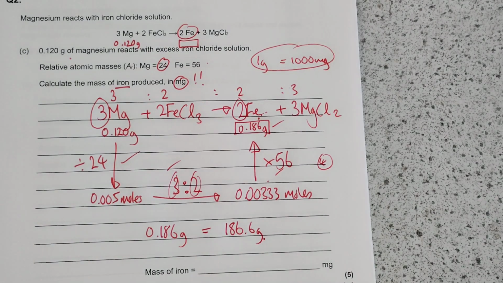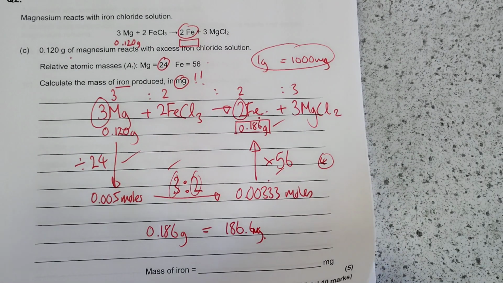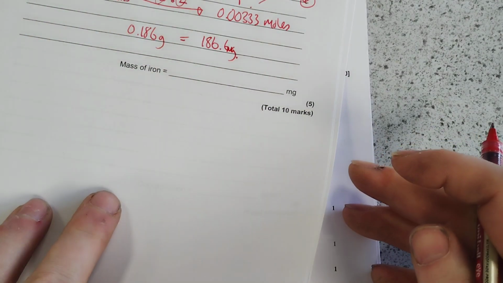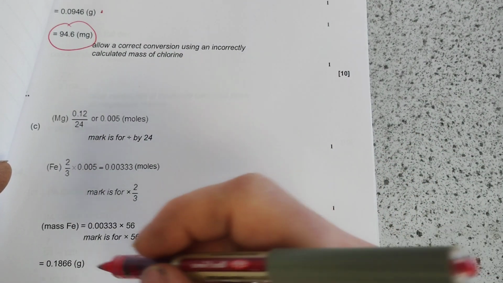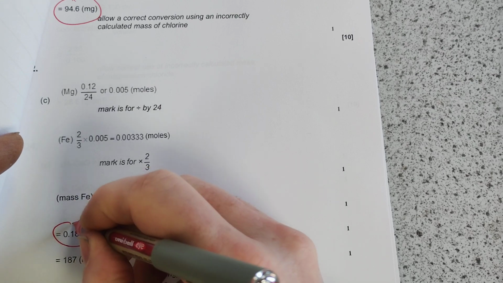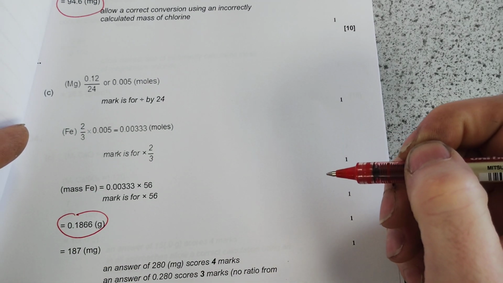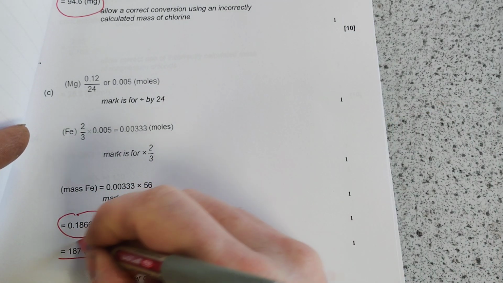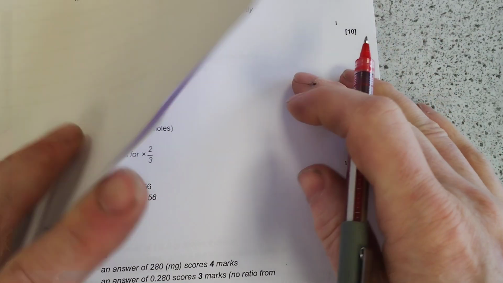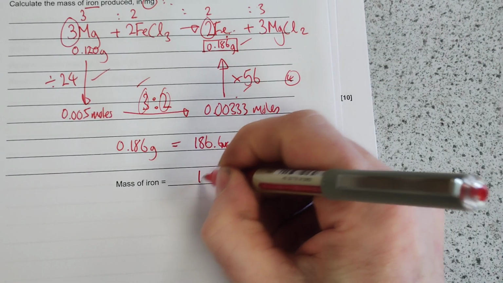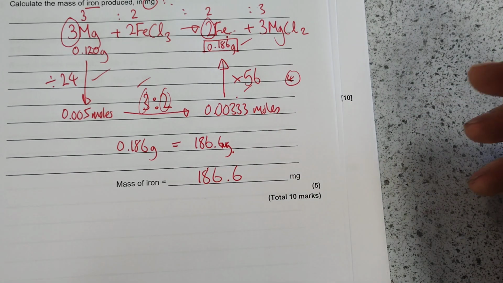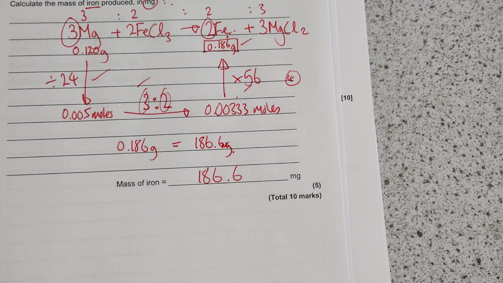So, 186.6 milligrams. Just check that's right. Now, it didn't ask for significant figures, so it's gone. See, there's my 4 marks there, 0.1866 grams. So they've rounded that to 187 milligrams. 186.6, that's going to be fine because it didn't ask for sig figs. I'll pause this and carry on in a second.